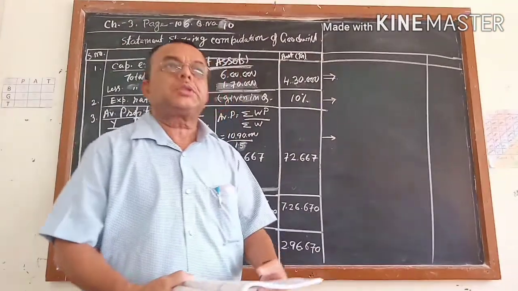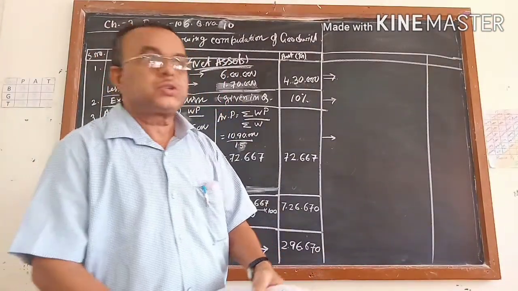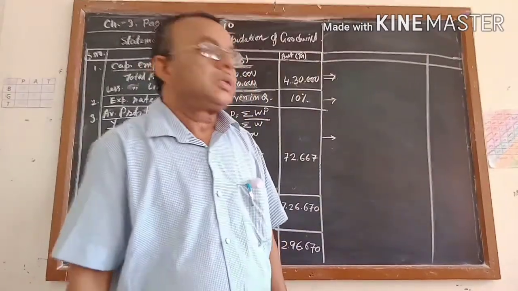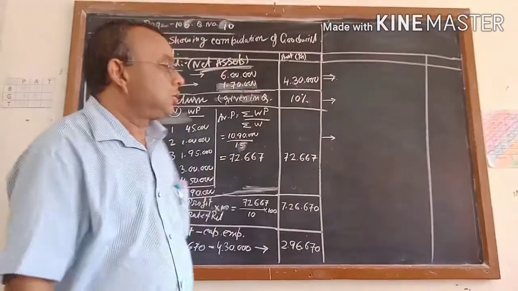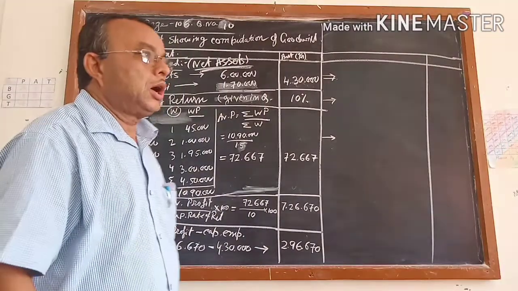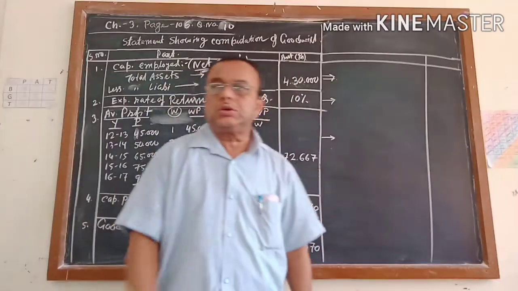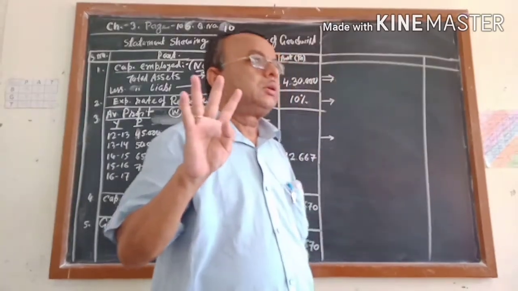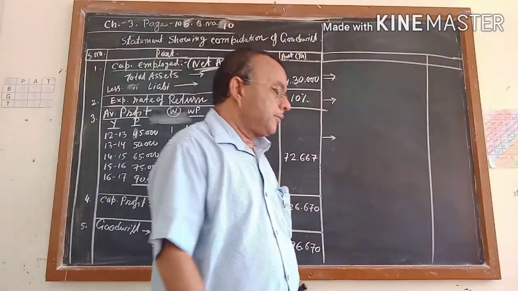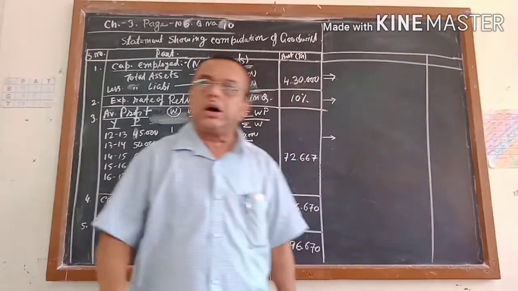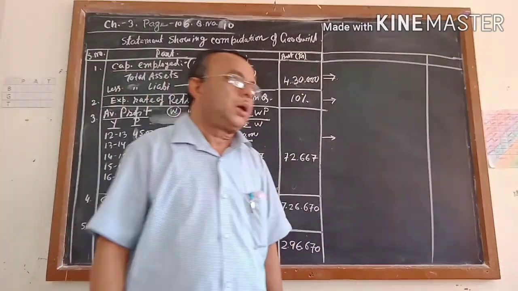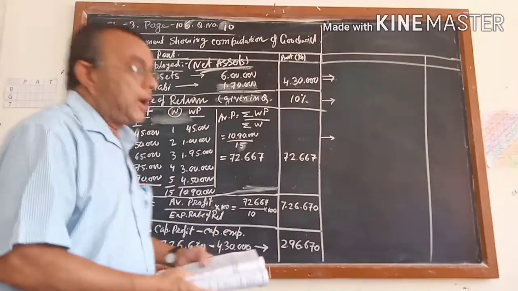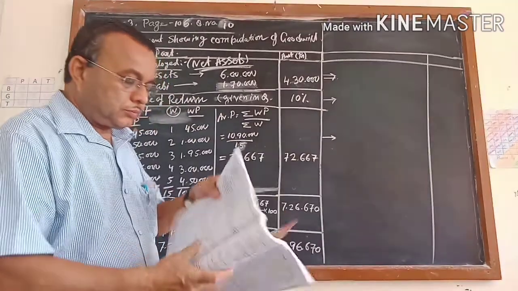We are going to the third chapter, which is called the valuation of goodwill. The previous method I taught you was the third method. I already told you there are a total of 4 methods. The third method we completed. Now we will start the fourth method. The fourth method is called the capitalization of average profit method.